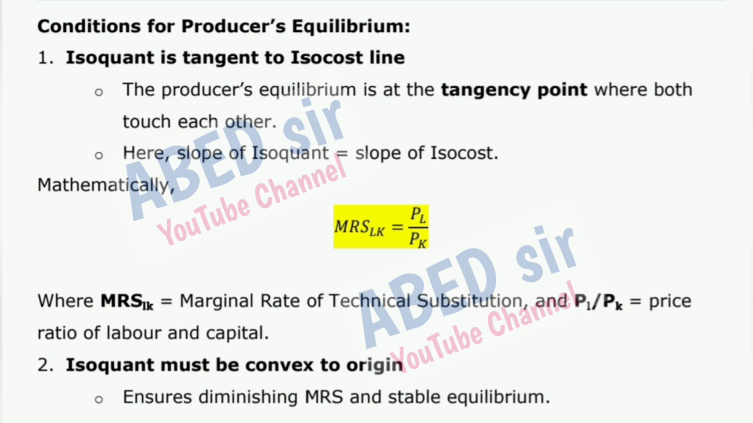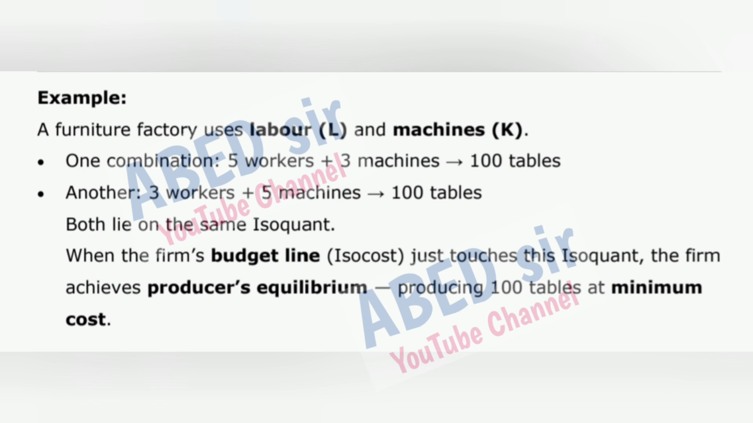Isoquant must be convex to origin. Ensures diminishing MRTS and stable equilibrium. Example: A furniture factory uses labor, L, and machines, K. One combination, 5 workers plus 3 machines, makes 100 tables. Another, 3 workers plus 5 machines, makes 100 tables. Both lie on the same isoquant.